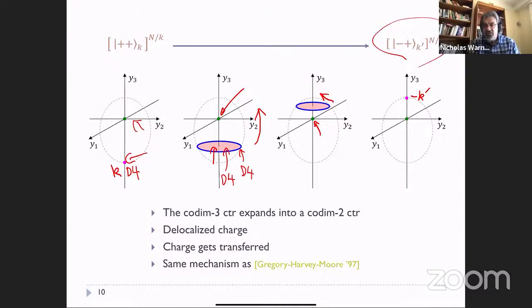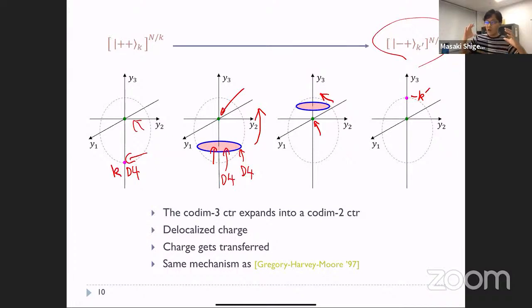I just want to understand, why is this charge delocalized? Why can't you just do it with the harmonic function that's sourced entirely on the blue curve? It's probably good to wait for, I don't know, 15 slides. It's much easier to explain there. The harmonic function is going to be monodromic. Normally the charge is simply the coefficient of the 1 over r pole in the harmonic function. But when you have a branch cut, you cannot define that in an unambiguous way.